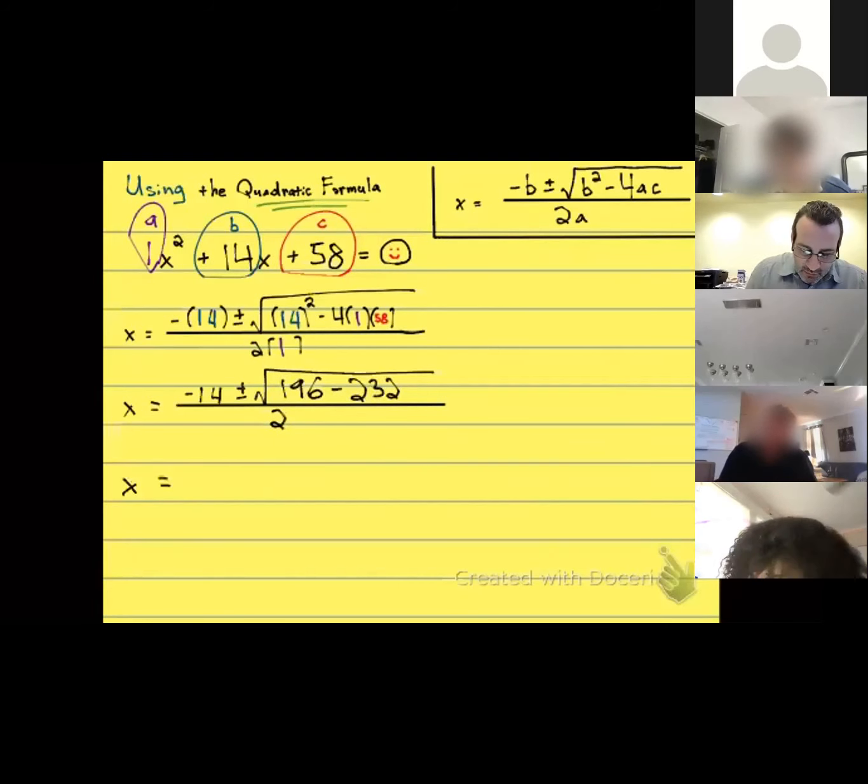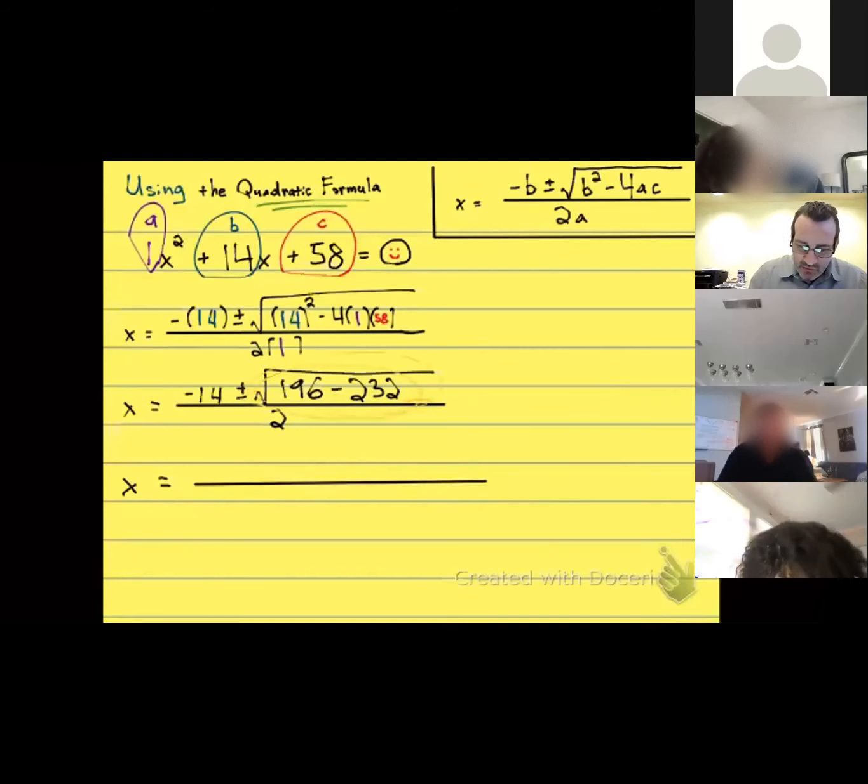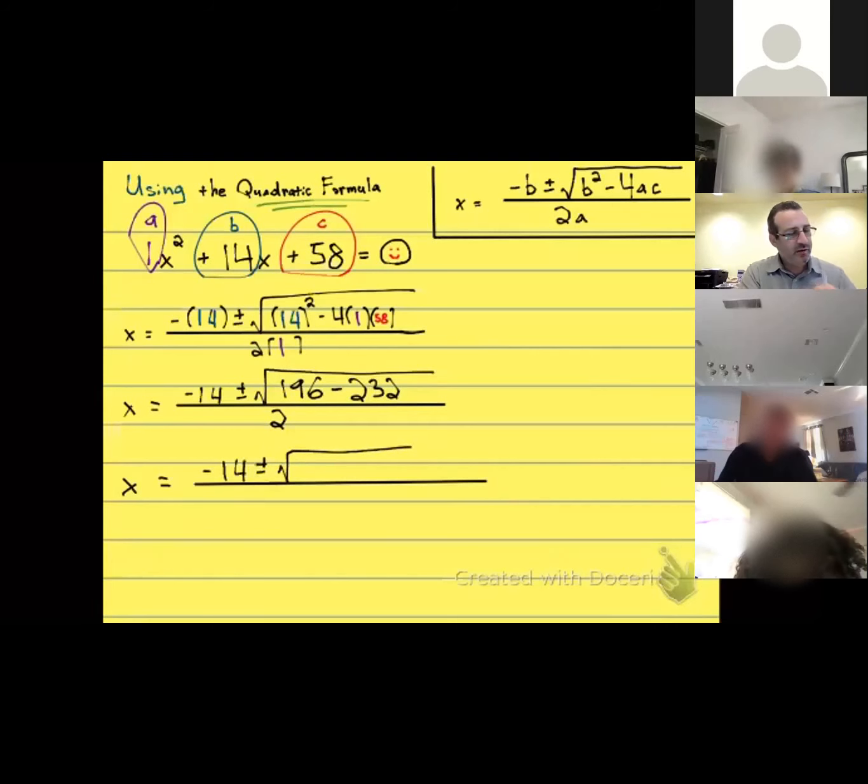All right, we're going to simplify it a little more by looking inside that radical. You see inside the radical, I have 196 minus 232. So negative 14 plus or minus square root of 196 minus 232. It gives me a negative 36. All right, what do you know about that? I have a negative in the radical. What's my answer going to be? That's right. It'll be imaginary.